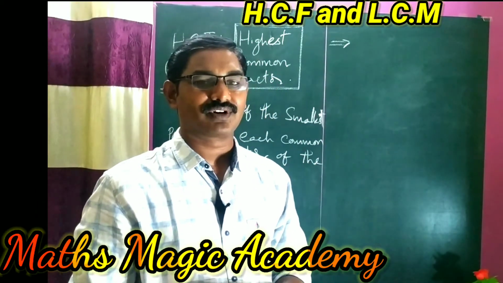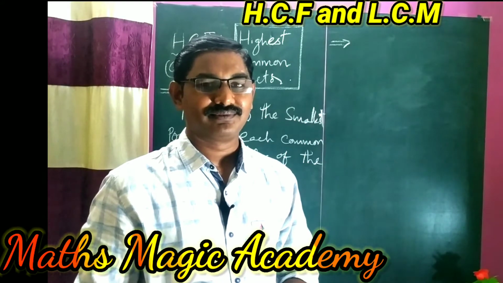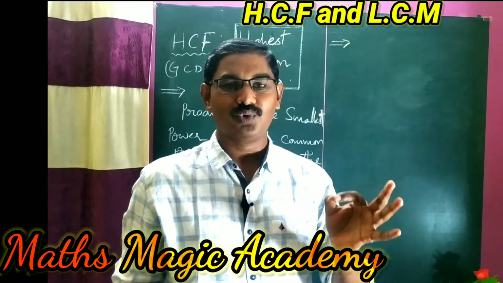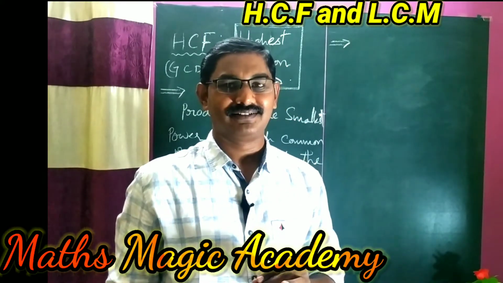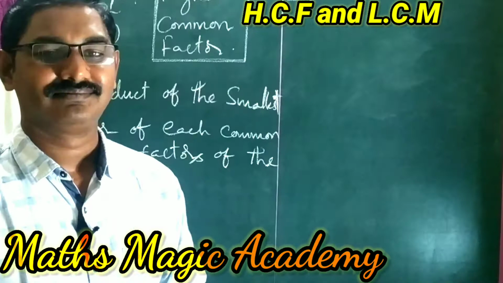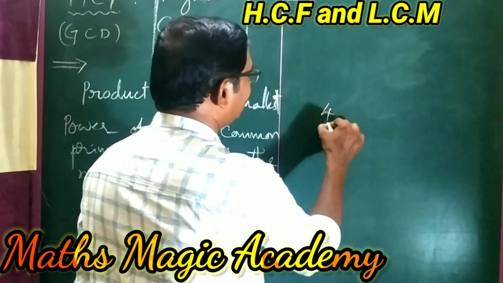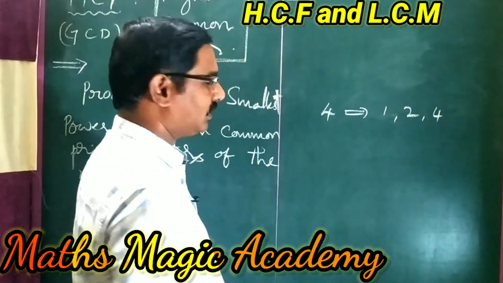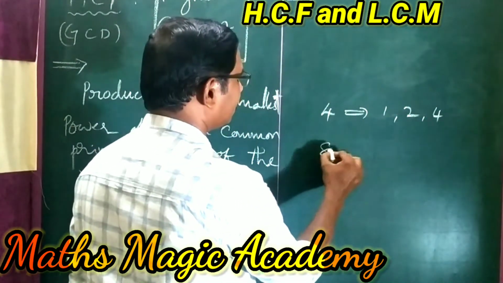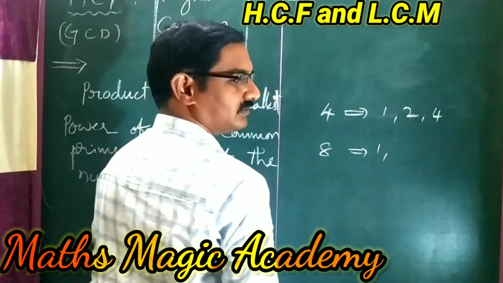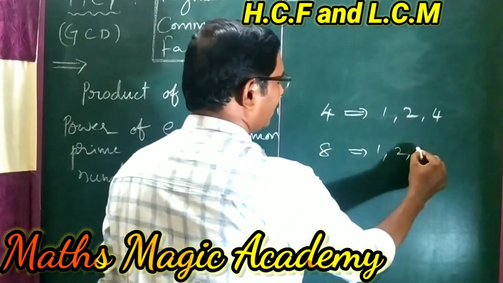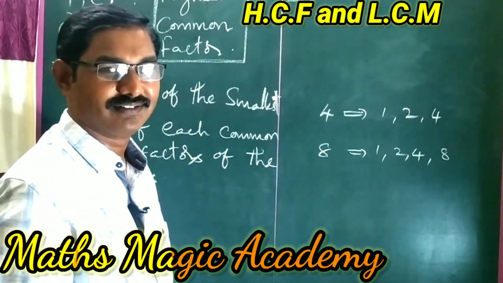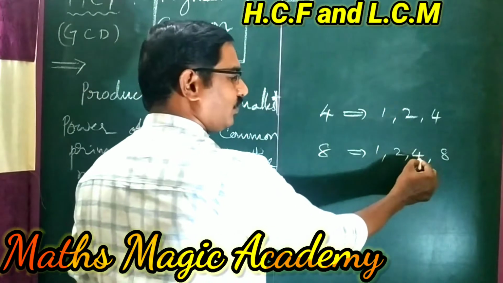What are the factors of 4? Can any one of you say? Factors of 4 are 1, 2, 4. Right or not? What are the factors of 8? See, the factors of 4 are 1, 2, 4. What are the factors of 8? So 1, 2, 4 and 8. The factors of 8 are 1, 2, 4, 8.